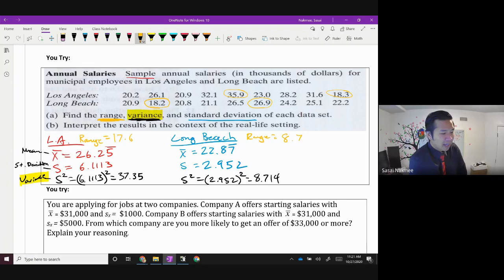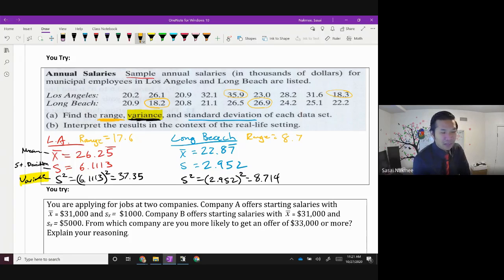If you're working a lower paying job, you might want to work at Long Beach because they have a lower average, but their standard deviation is smaller. So you'll be closer to the average, right? Meaning if you're within 2 standard deviations, you're still making about, I don't know, 18,000.